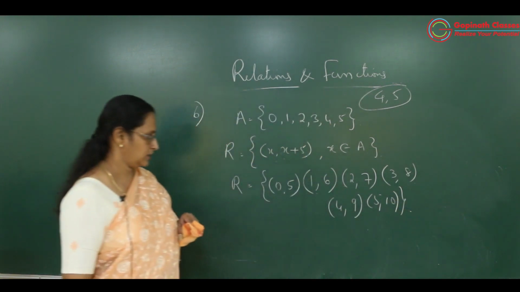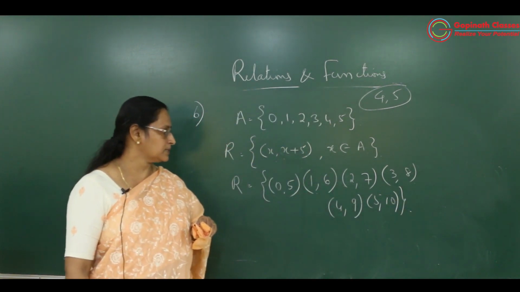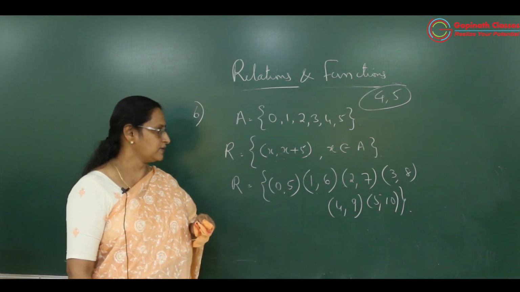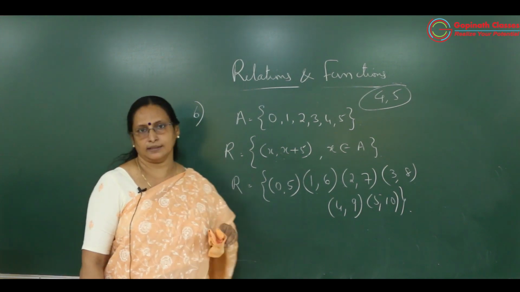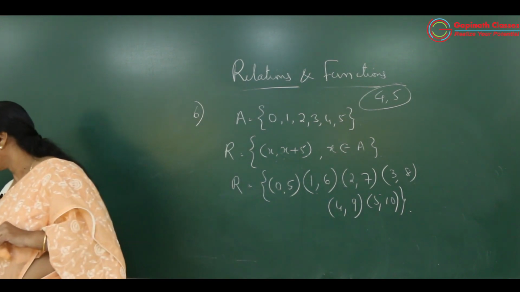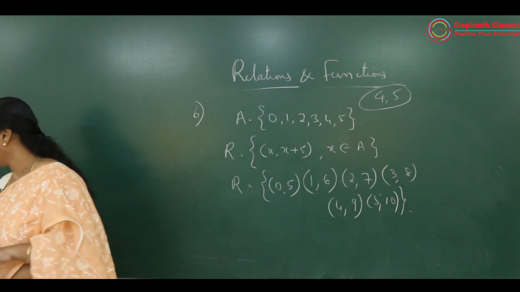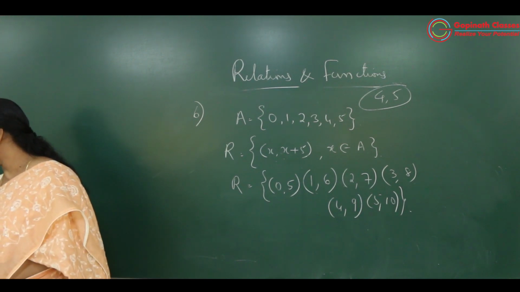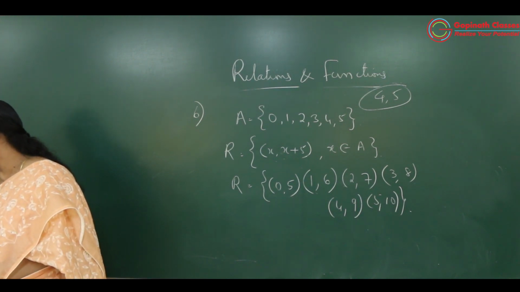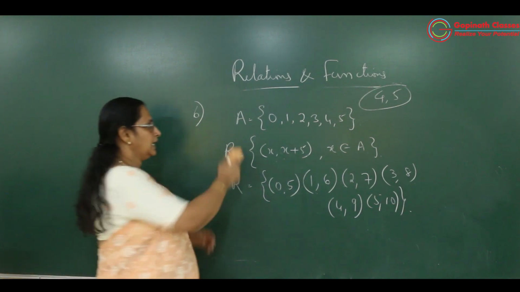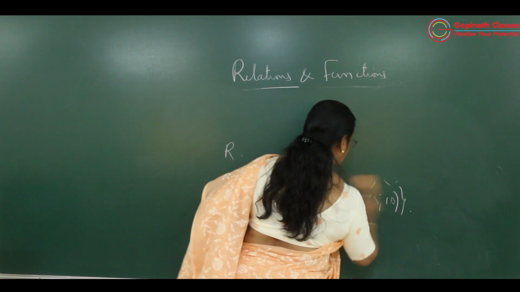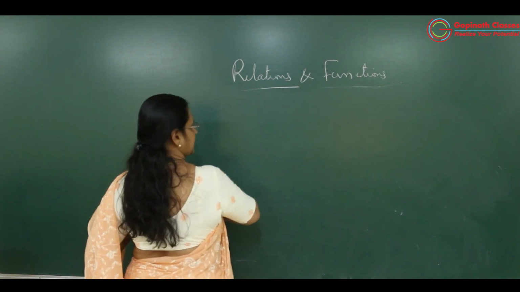This is the relation. And in this domain comes 0, 1, 2, 3, 4, 5 and range comes 5, 6, 7, 8, 9, 10. So, domain and range is given. Okay. Now comes the seventh question. It is x comma x cube, where x is a prime number less than 10.